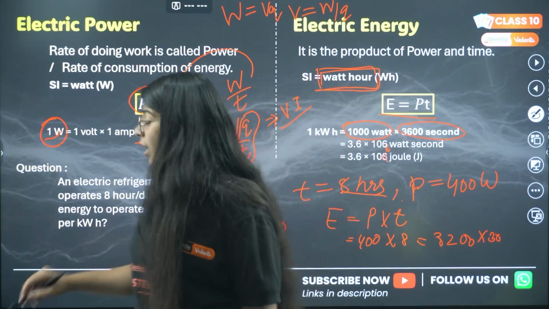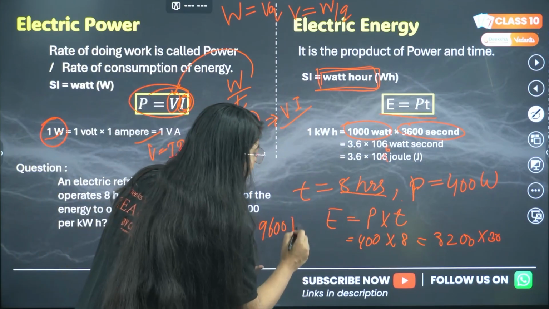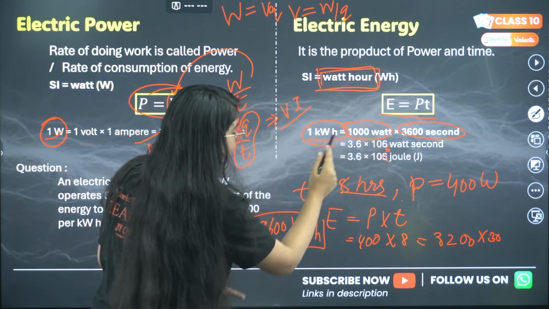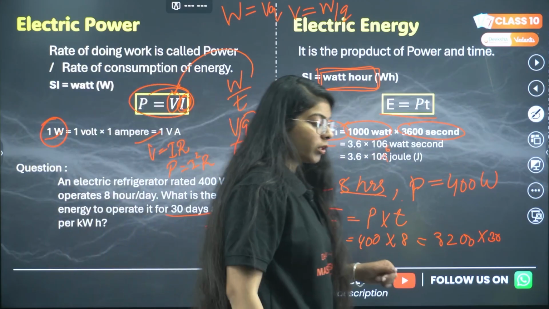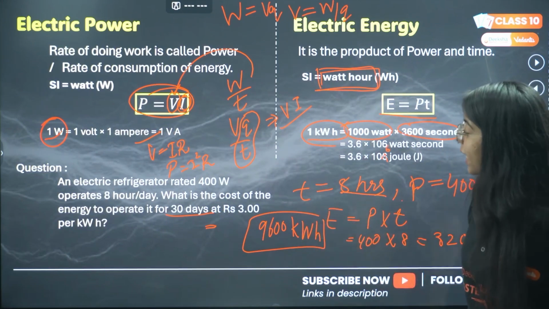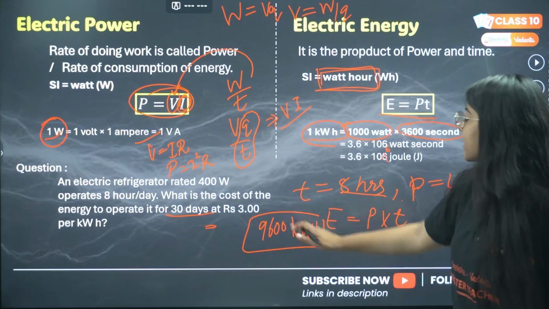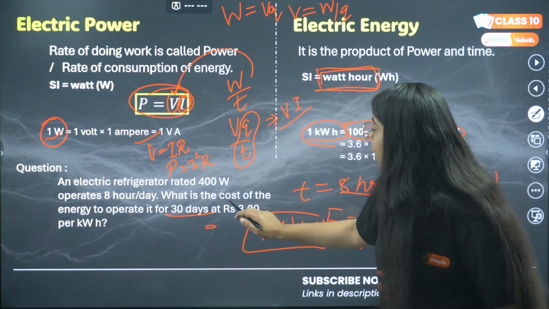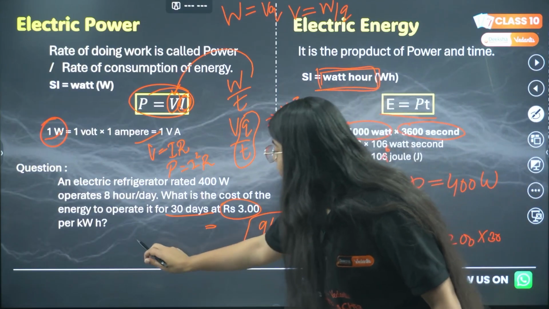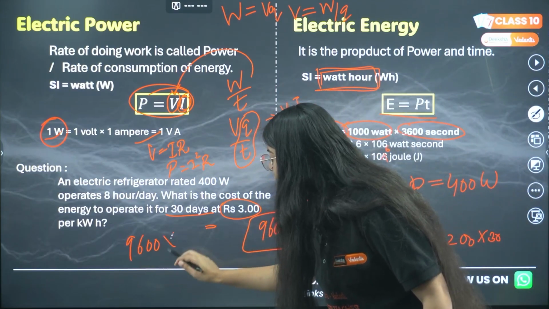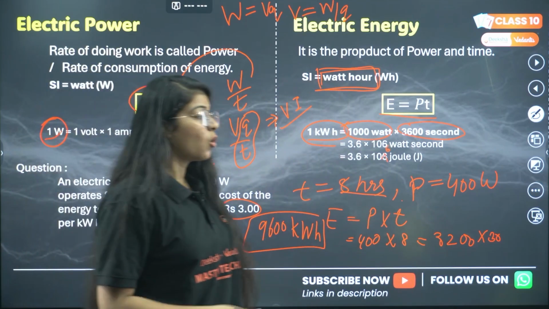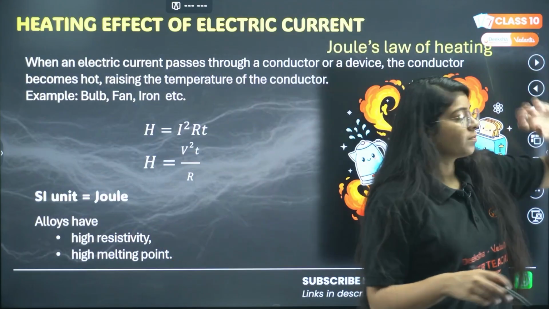Now this is 9600 watt hour. We know the unit of energy was kilowatt hour. So this is 9600 kilowatt hour. Did I do it right? Yeah. So this is 9600 kilowatt hour, and for 1 kilowatt hour our cost is 3. For 9600 kilowatt hour our cost will be 9600 into 3, and you can comment down the answers for this because your calculation also needs to be very fast in boards.